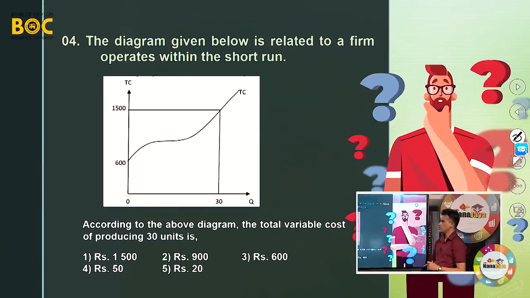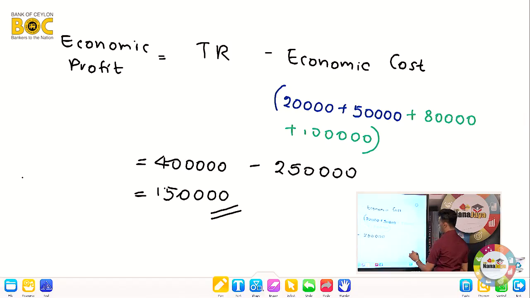We will move on to question number 4. The diagram given below is related to a firm that operates within the short run. With this question, I am focusing on the behavior of short run total cost, the behavior of short run total variable cost, and then the behavior of short run total fixed cost. With the diagram, we will see what kind of a shape there is to these respective cost curves in the short run production process.